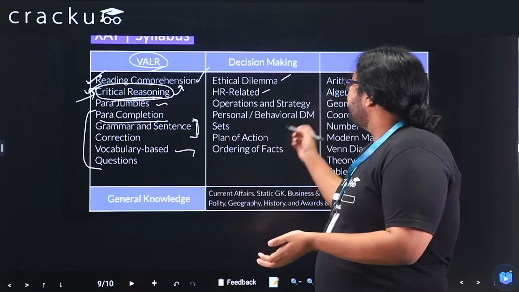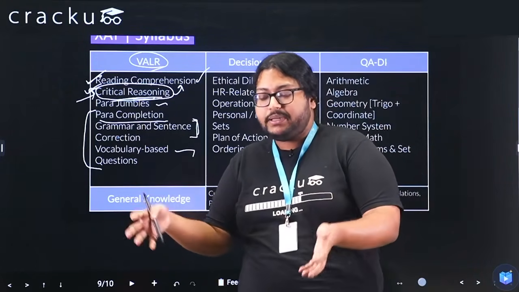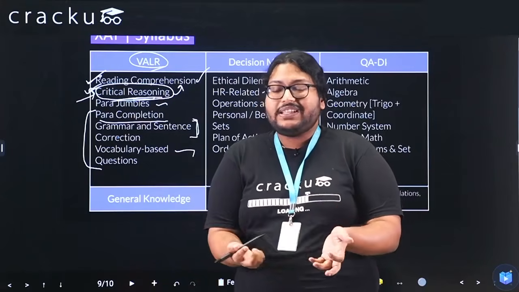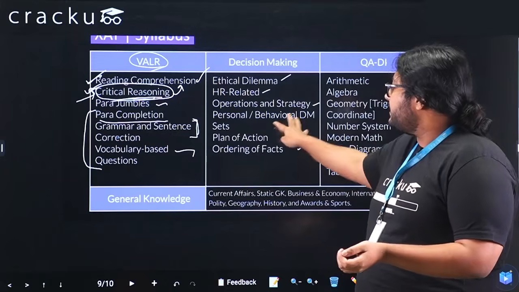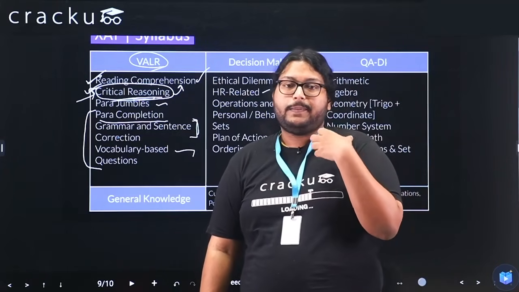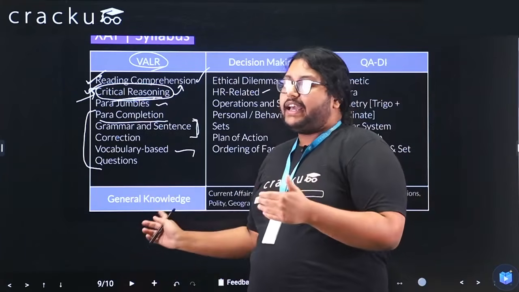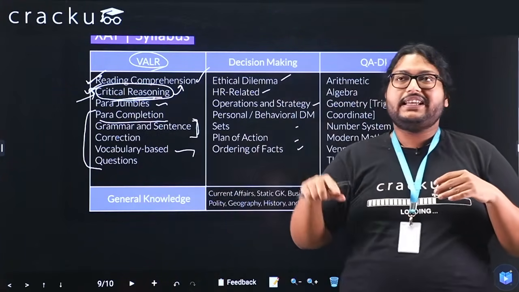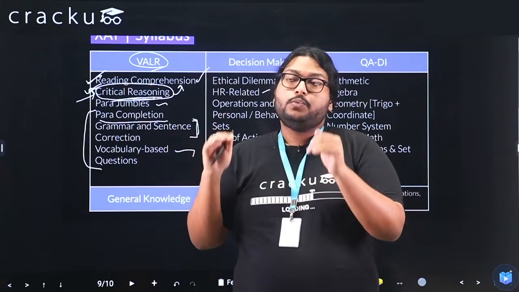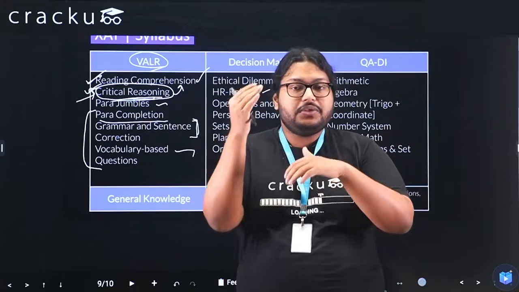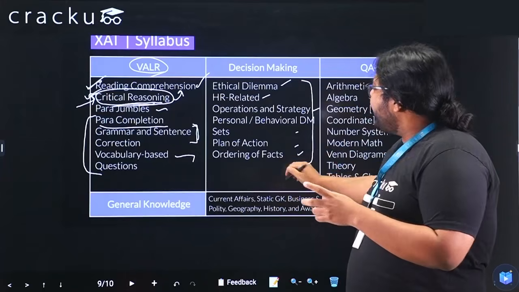Those kind of things. Operations and strategy. What is the best thing to do? How do we build the business? Which avenue should we invest in? Those kind of things. Personal behavior, plan of action, and ordering of facts. Personal behavior is basically personal decisions. So what should I be doing personally? Plan of action and ordering of facts are basically sequencing of events. They are telling us these are the 5 things that the CEO needs to do. What should be the order in which they should be done? So you need to figure that out. Those kind of things. So you do more questions, you get an idea what these are.